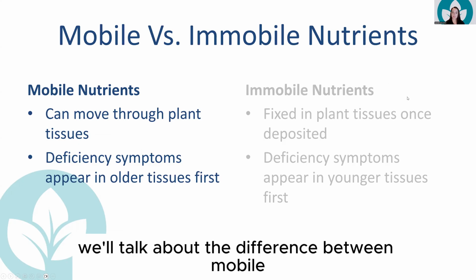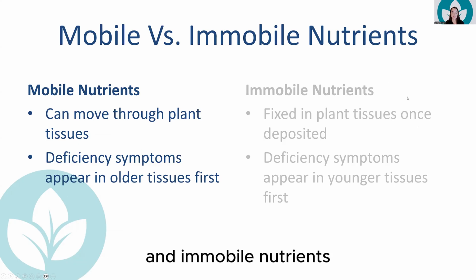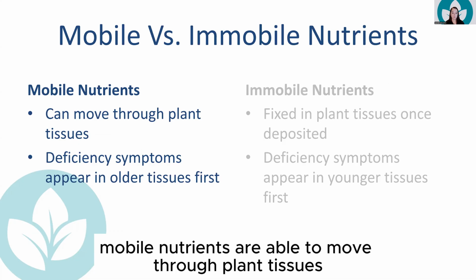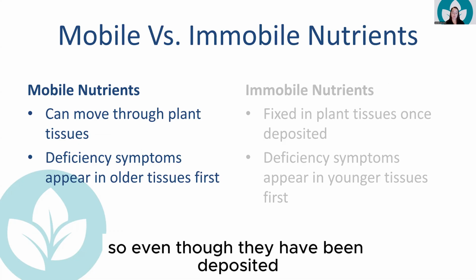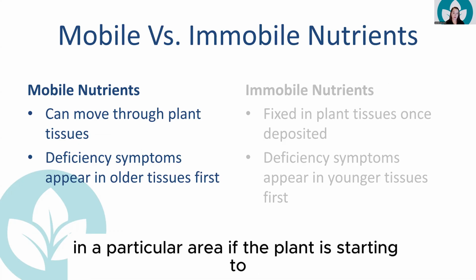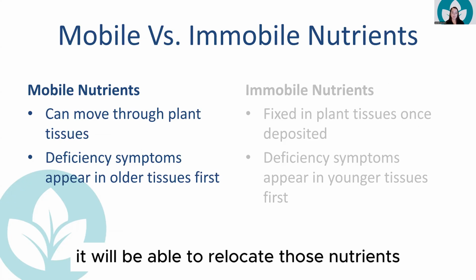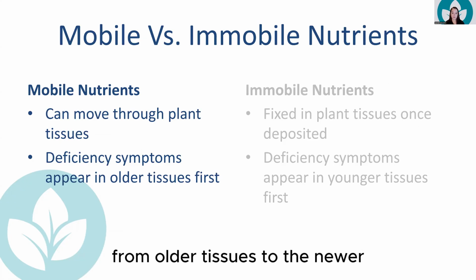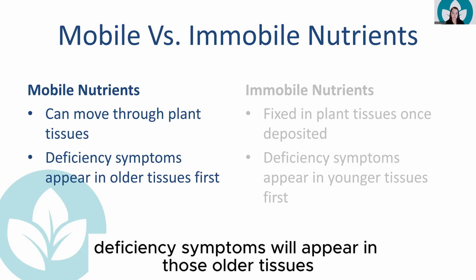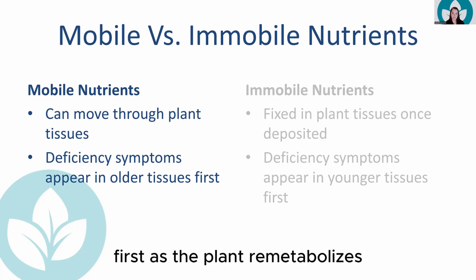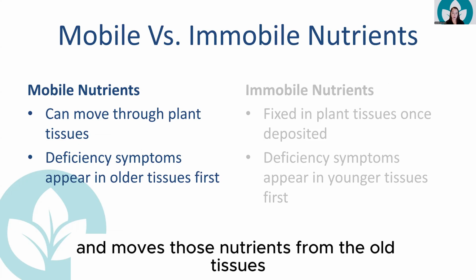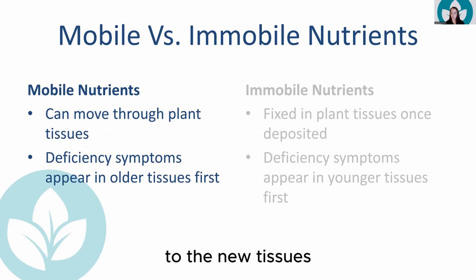So now we'll talk about the difference between mobile and immobile nutrients. Mobile nutrients are able to move through plant tissues. So even though they have been deposited in a particular area, if the plant is starting to experience a deficiency of a mobile nutrient, it will be able to relocate those nutrients from older tissues to the newer, more actively growing tissues, which is why deficiency symptoms will appear in those older tissues first as the plant remetabolizes and moves those nutrients from the old tissues to the new tissues.